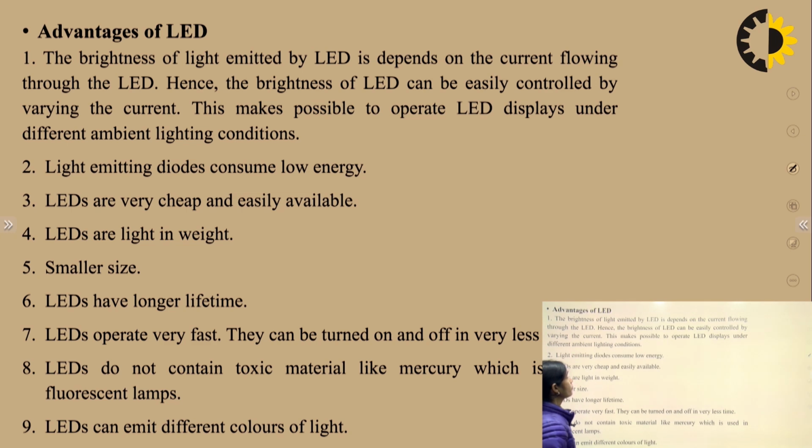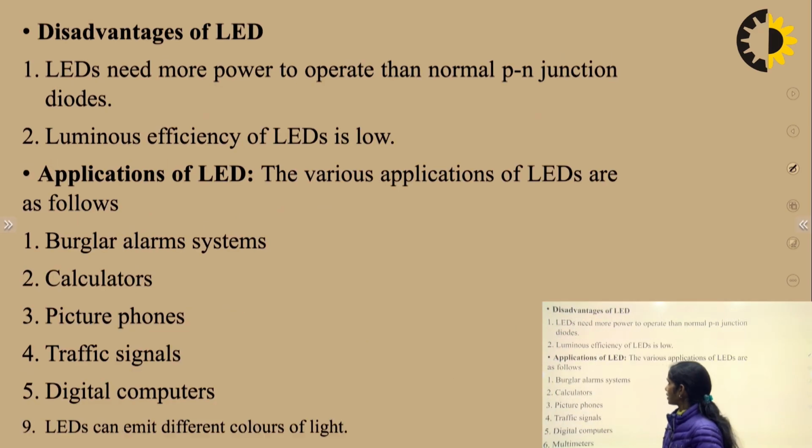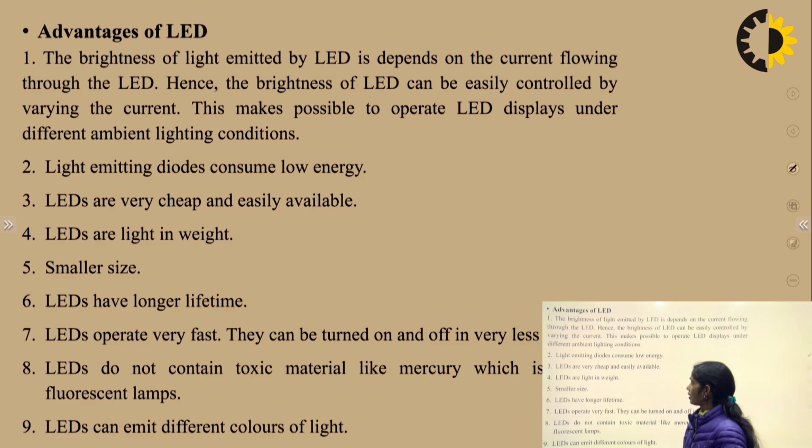So this is the materials used. Now next, if we see the advantages of LED, we get higher brightness as compared to other materials. Light emitting diode consumes low energy, it is very cheap, easily available, lightweight, smaller in size, and it has a longer lifetime. It operates very fast since it is a semiconducting material.